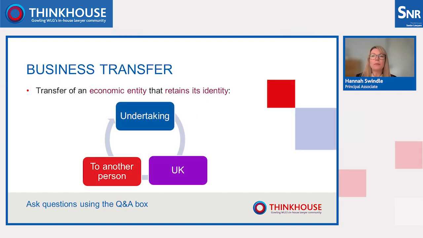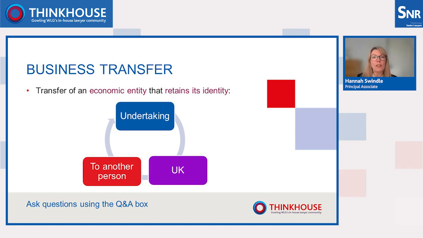So if we look at this in a bit more detail on the next slide, please. First of all, for TUPE to apply, we need to have an undertaking or a business or part of an undertaking or business. It's got to be in the UK, and there has to be a transfer of the running of that business or part of one to another legal person, usually another company. The economic entity or undertaking also needs to retain its identity. It's got to keep its identity after the transfer, and I'll come on to that in a moment.